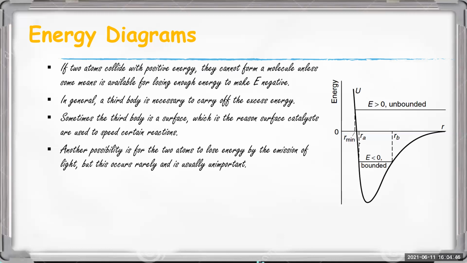And this is important in your higher classes because you have to study a lot about diatomic molecules in atomic and molecular spectroscopies. So this is the structure of the energy diagram for a diatomic molecule. If the total energy is greater than 0, the motion is unbounded, and if the energy is less than 0, it is bounded.